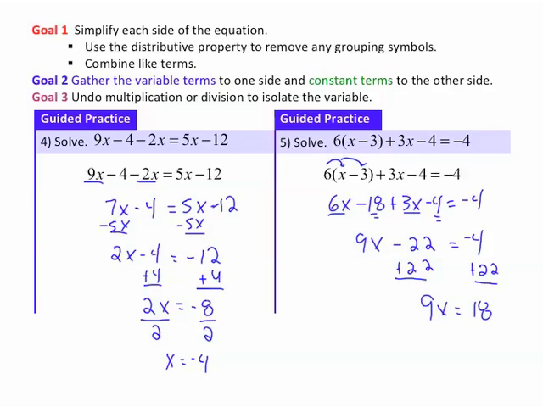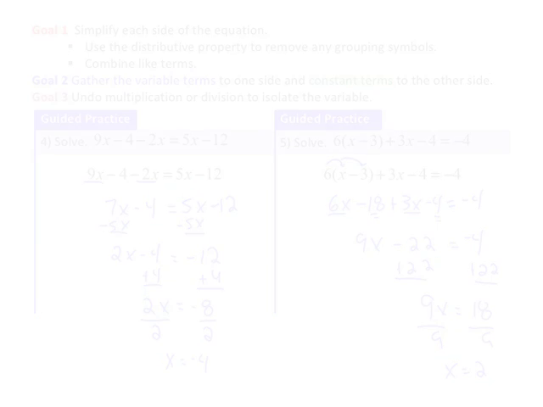And then finally, the last step, I need to undo the multiplication on x. I'm multiplying by 9, so I would divide by 9. Divide by 9. I get a final answer of x equals 2.